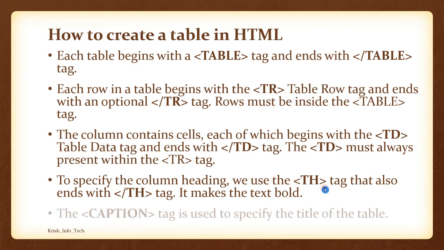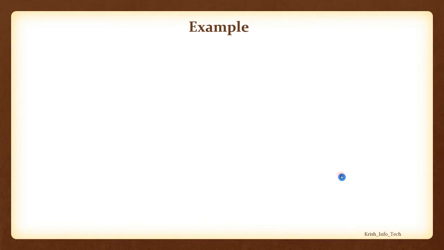And the caption tag is used to specify the title of your table. So these are the basic main tags which we are going to use in HTML. So the table tag for creating the table. Inside the table tag, we are going to use tr for rows, td for data, th for headings, and caption for your table title. Okay. So next we are going to see an example.